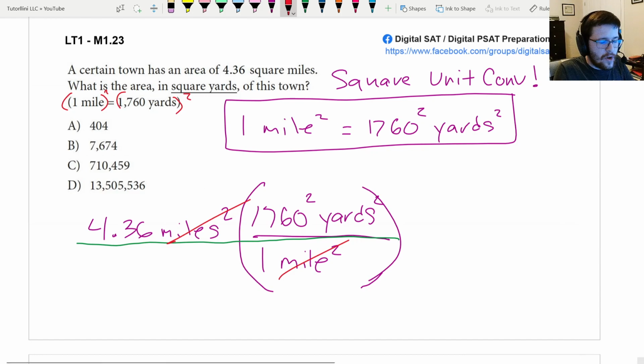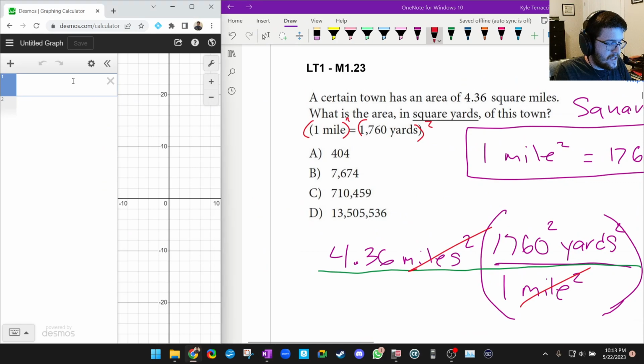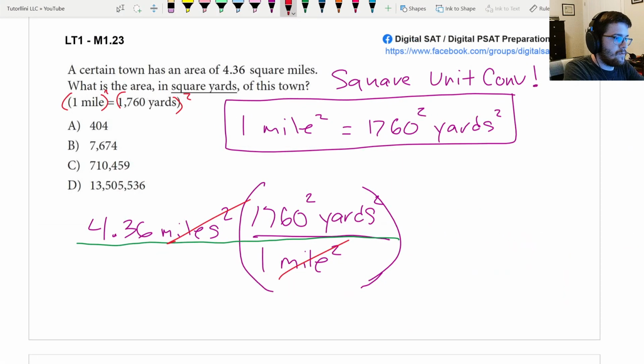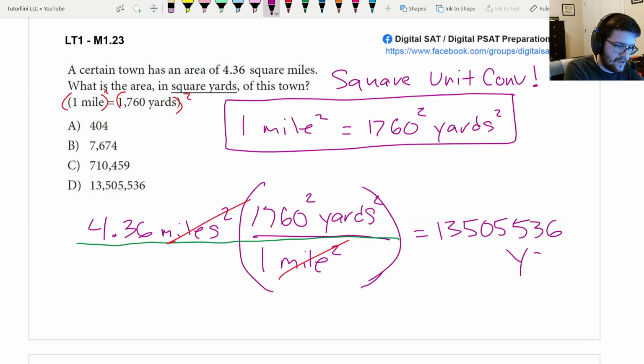So now we just go to Desmos and we type that in exactly as we wrote it so that we don't make a careless mistake. Don't bother doing any of this math in your head. It's just going to waste time. All right, 4.36 times 1760 squared over 1. And that gives us 13,505,536 yards squared. So please, please, please, guys, don't forget that really important step.